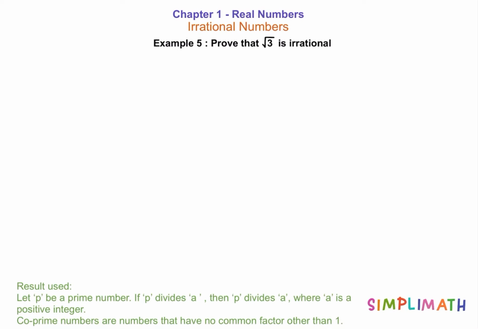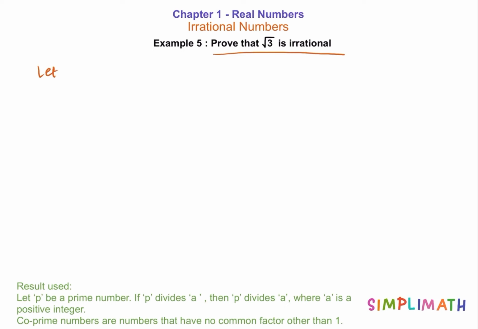Example 5 says, prove that root 3 is irrational. Now, if you haven't watched the video of theorem 1.3, which says you have to prove that root 2 is irrational, I highly recommend you to watch that video. Okay, now let's start. We will prove that root 3 is irrational by the method of contradiction. That means we will make an assumption and we will contradict our assumption.